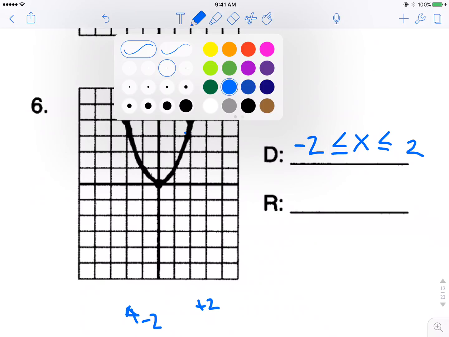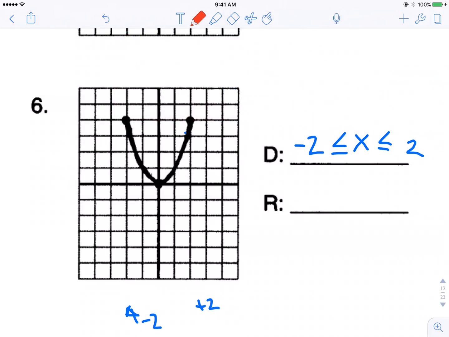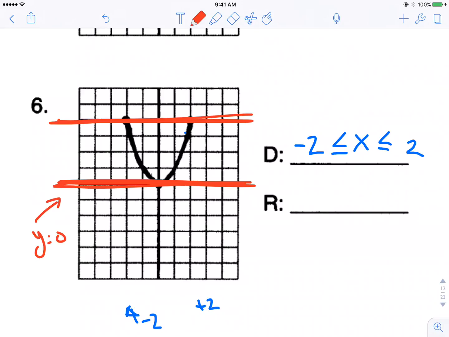So now I'm going to switch colors, just do it this way. Now I want to look at my highest and lowest points. Well, what's my lowest point? The lowest point is here and the highest point is here. What's my y value at my lowest point? Well, y is equal to 0. What's my y value at the highest point? In this case, y is equal to 4.